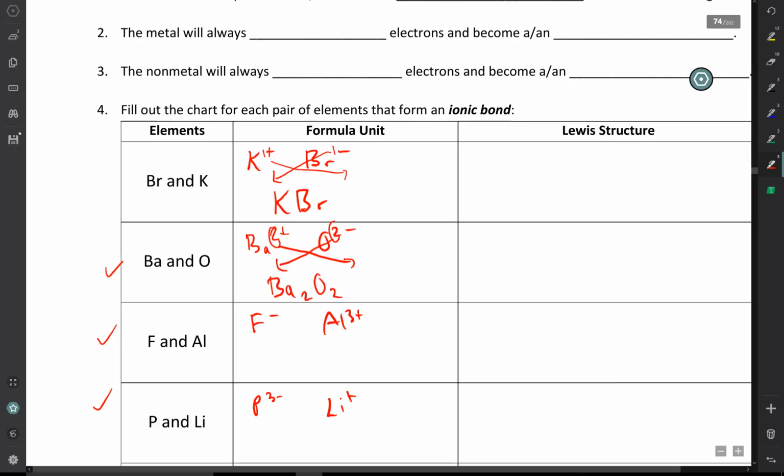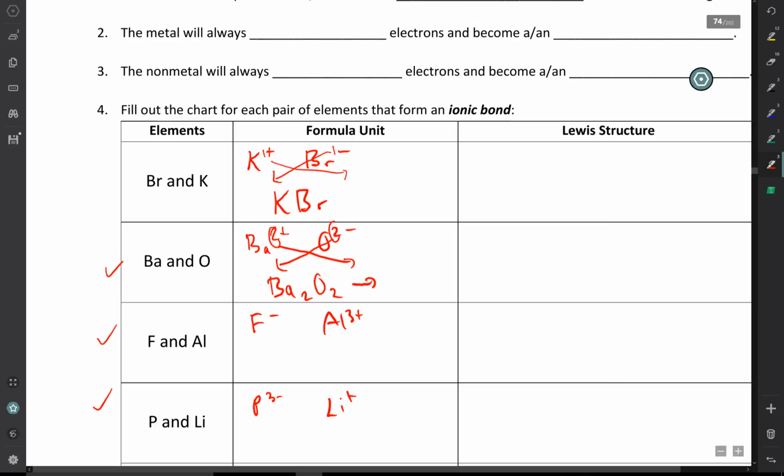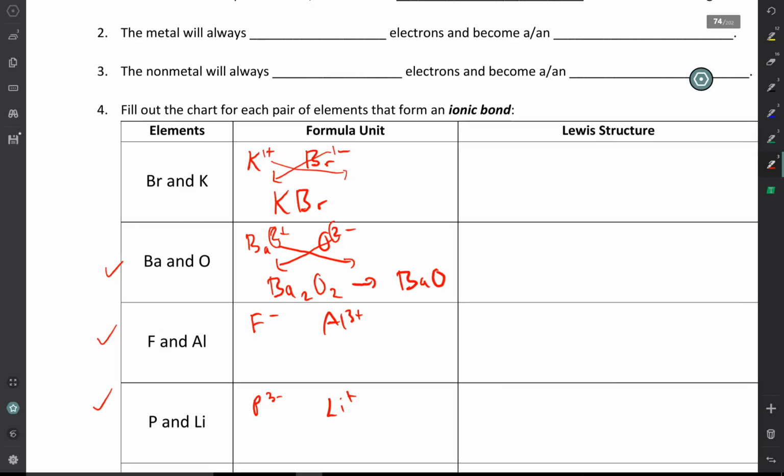It's worth noting that by convention, the metal always goes first, so the positively charged ion in this case. This can be simplified down to just BaO, based on the fact that barium has a +2 charge and oxygen has a -2 charge in this compound. It's always going to be in a 1-to-1 ratio. We can do the same thing for aluminum and fluorine.